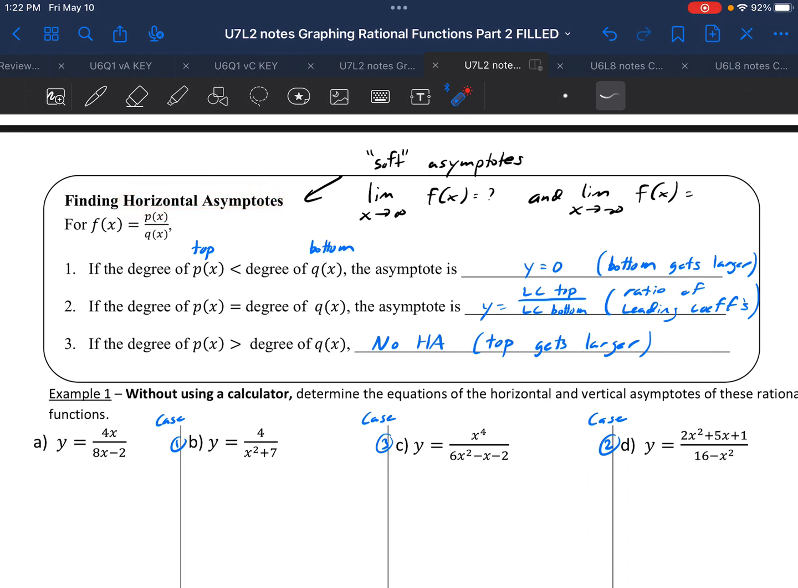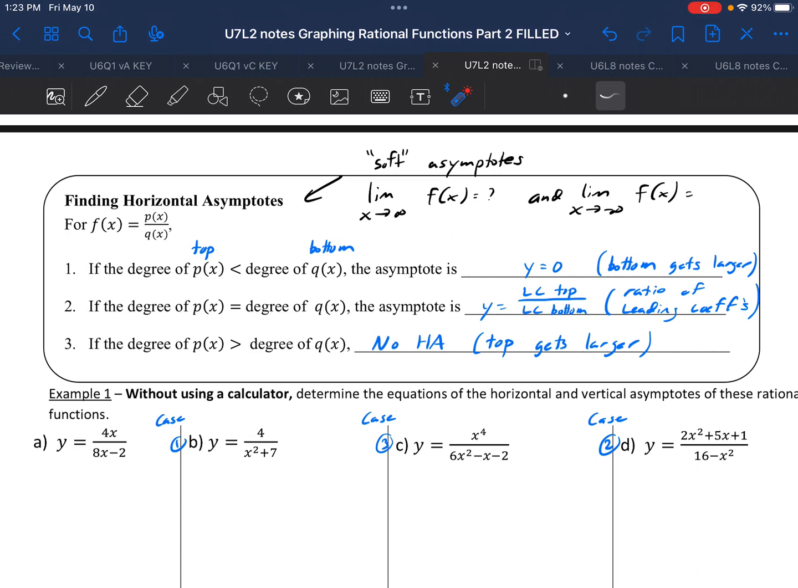Here's the three cases. Basically all you're going to look at is the degree of the top and the bottom. In this case we're letting p represent the top, the numerator, and we're letting q represent the bottom. Case 1, the degree of the bottom is bigger. That means this is a higher degree, and so basically what's going to happen is as x gets larger and larger, the denominator gets bigger and bigger, the whole fraction goes to 0. So if you have a bigger degree on the bottom, your horizontal asymptote is y equals 0. Easy. Well, maybe not easy, but that's just always what happens.